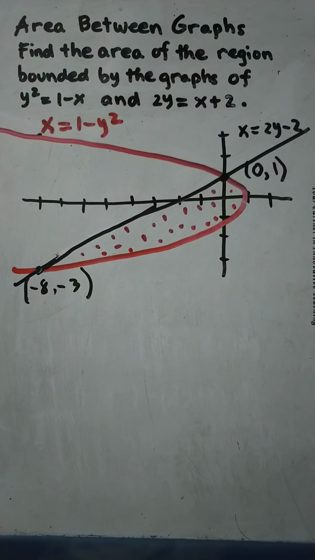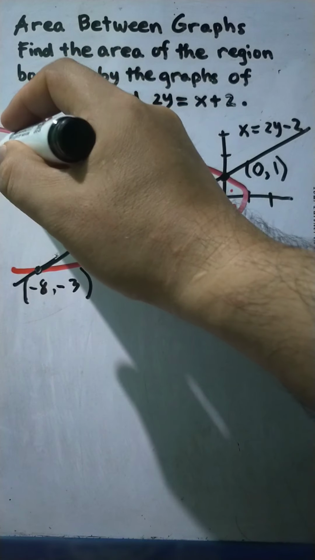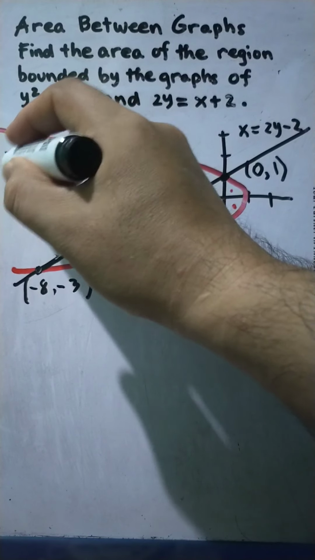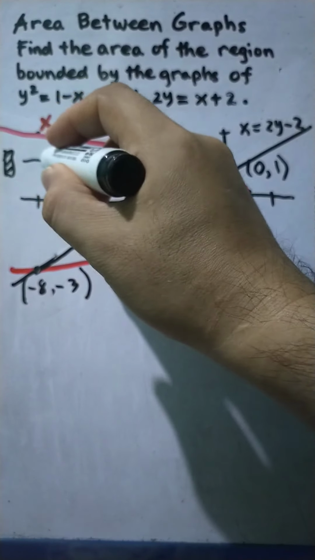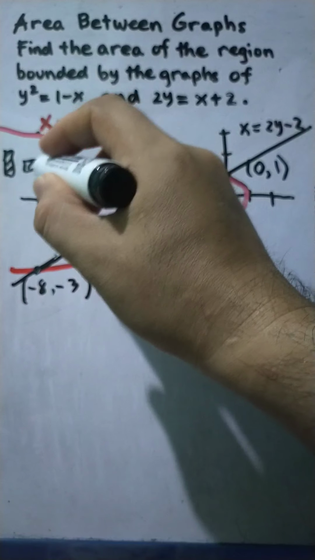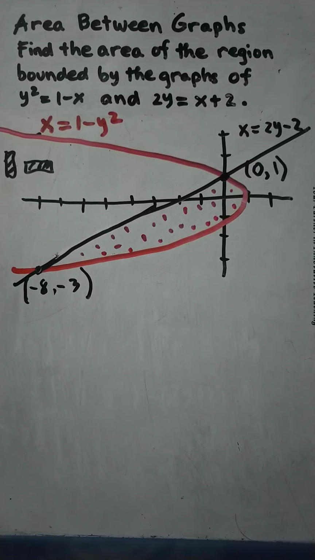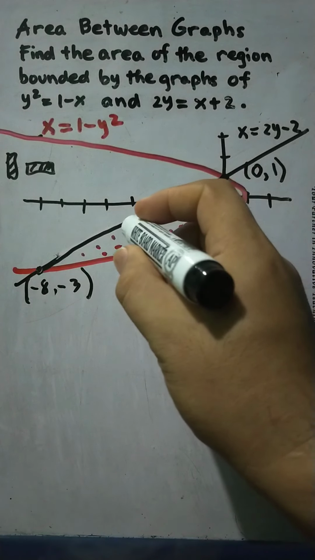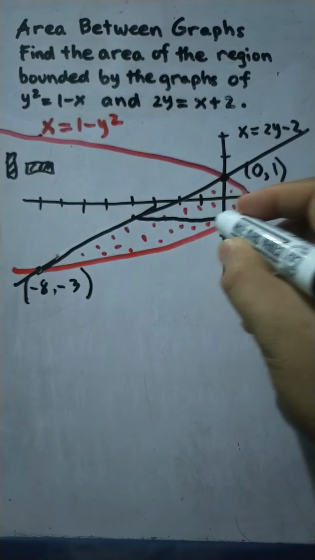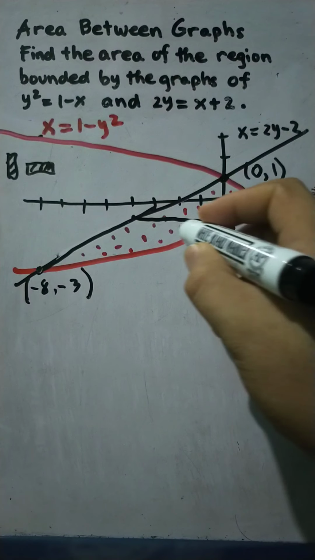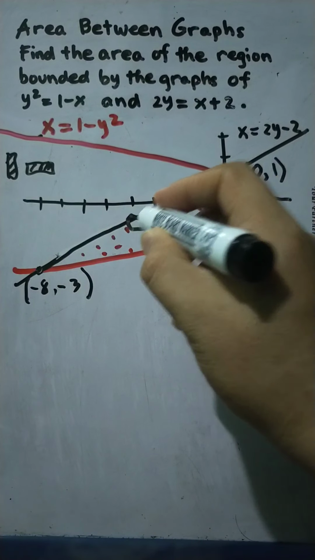Now, in calculus, to solve the area, we can make use of the vertical strip, or the horizontal strip. Horizontal strip and vertical strip. Now, in my case, I will be using the horizontal strip to solve this problem. Okay, so horizontal strip.